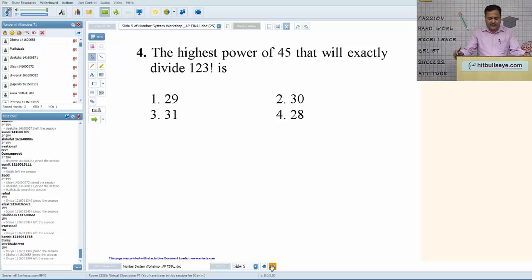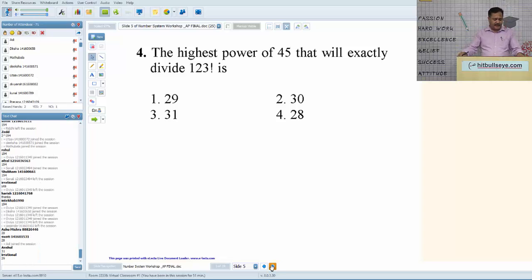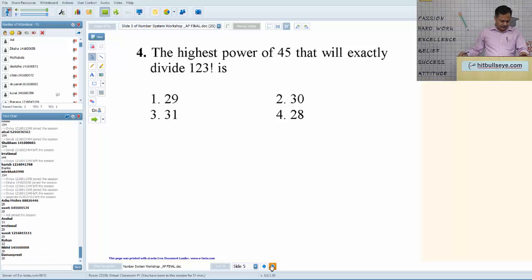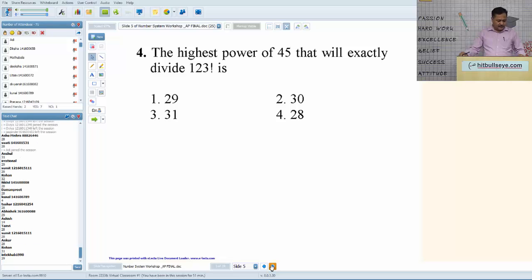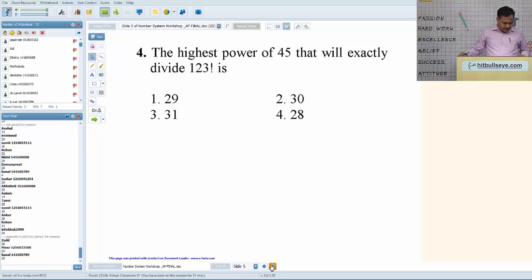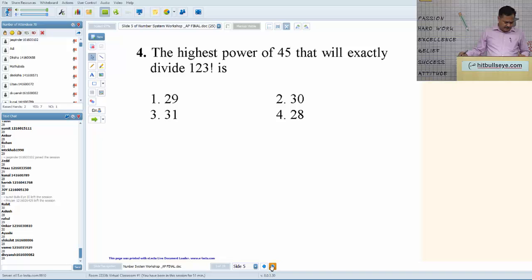The highest power of 45 that will exactly divide 123 factorial. Options: 1) 29, 2) 30, 3) 31 or 4) 28. We need the highest power of 45 in 123 factorial. Ashu gives the answer 28. Anshul gives 31. Some give 32, but 32 is not an option. So most of you are giving the answer 28.